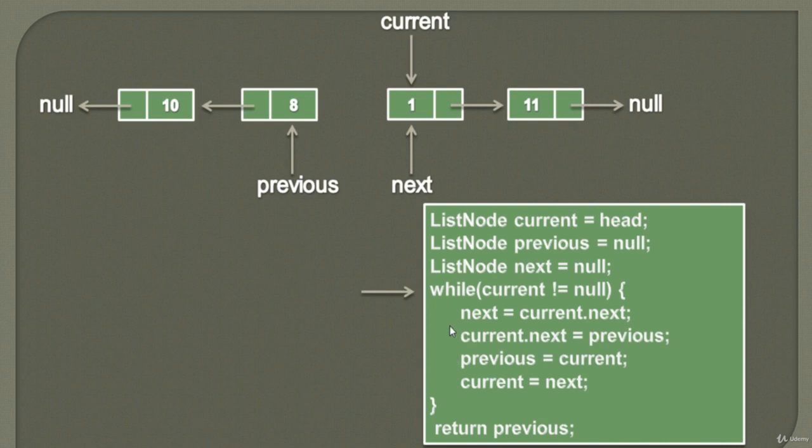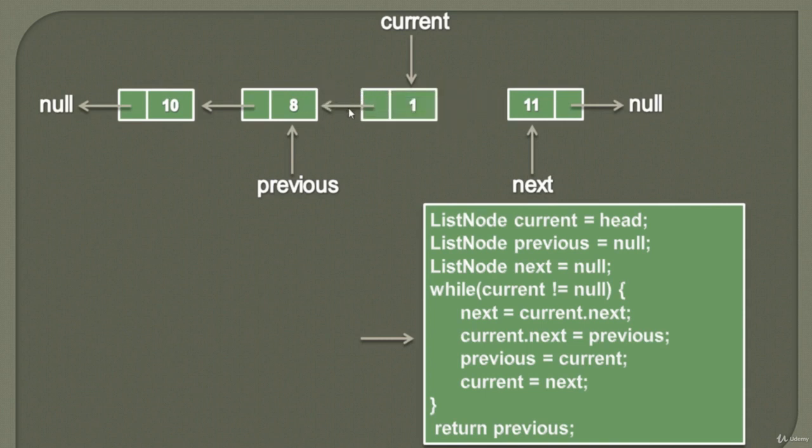We'll again iterate the while loop and check whether current is equal to null or not. Here current points to the third node, which is not equal to null. So this loop executes, and similarly we'll assign current next value to next. It will look something like this. Moving ahead, to current next we'll assign previous, so it becomes something like this.